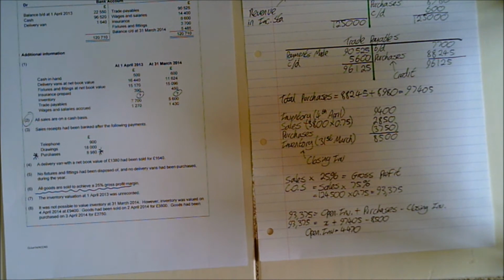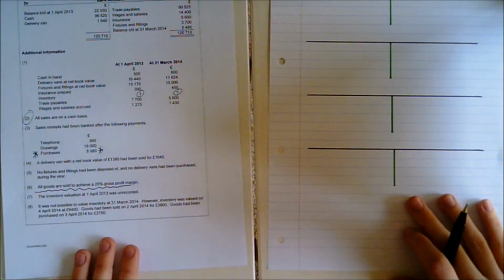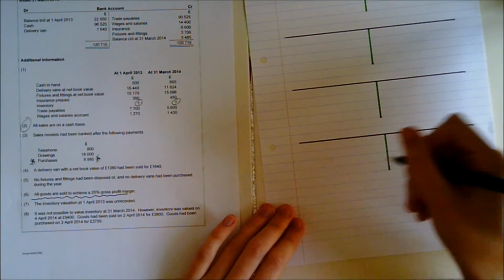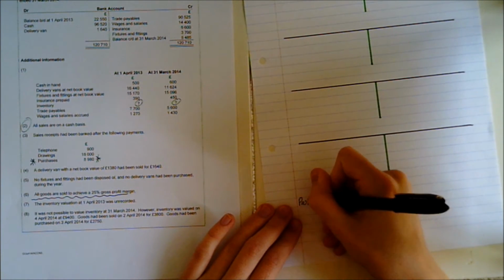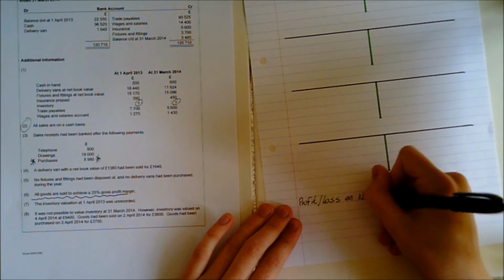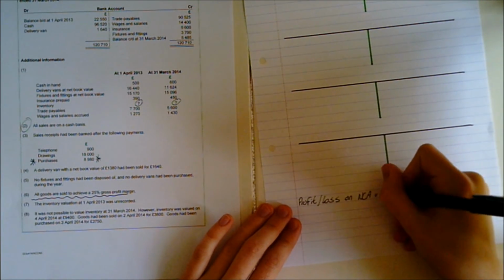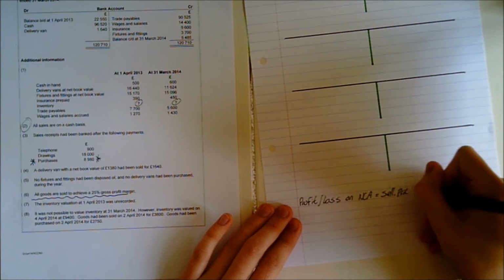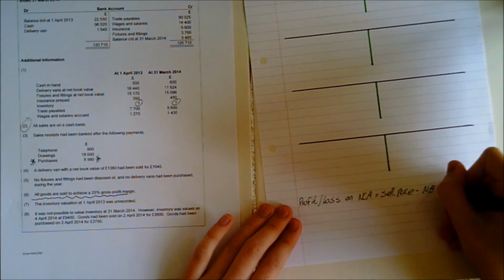And that's that basically. So I'm going to quickly move on to the profit or loss on the selling of the non-current asset. So how do I define my profit and loss? Well, profit or loss on a non-current asset sale equals selling price minus my net book value. Don't really overthink it. It's just the difference between two figures.